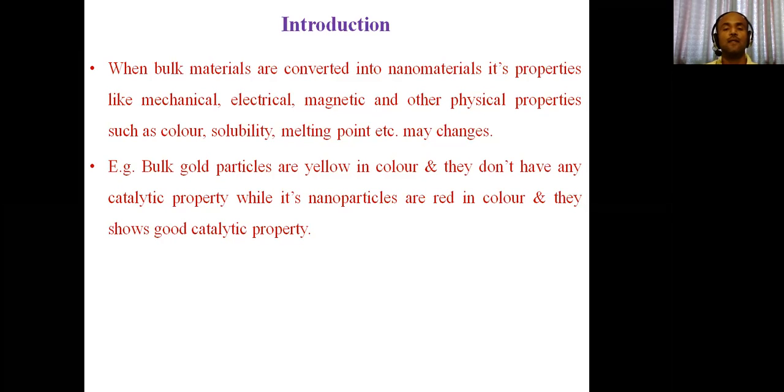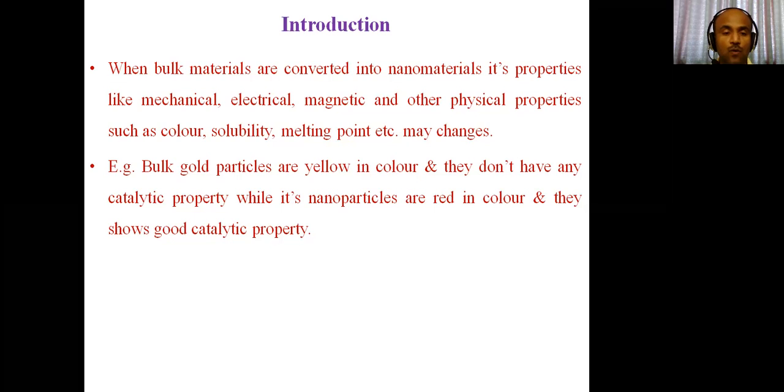When bulk material are converted into nanomaterial, its properties like mechanical, electrical, magnetic, and other physical properties such as color, solubility, melting point, etc. may change. An example of this change is when you observe bulk gold particles, they are yellow in color, and when they are converted into nanoparticle, then its color changes. It becomes red in color.